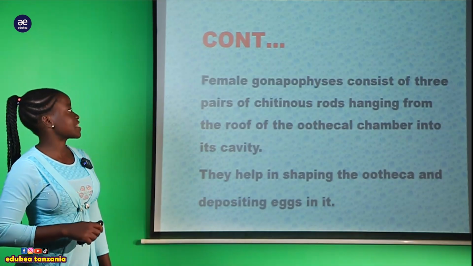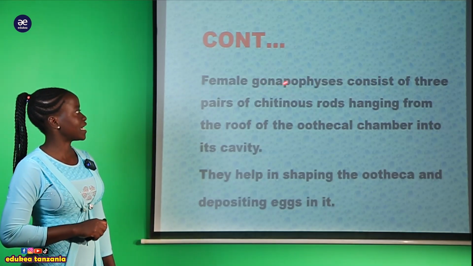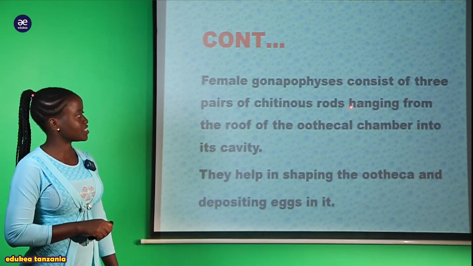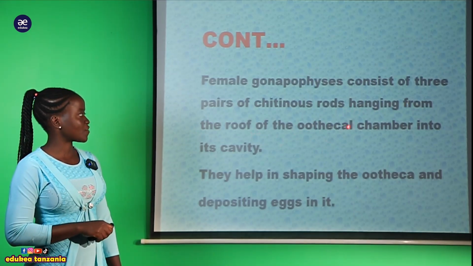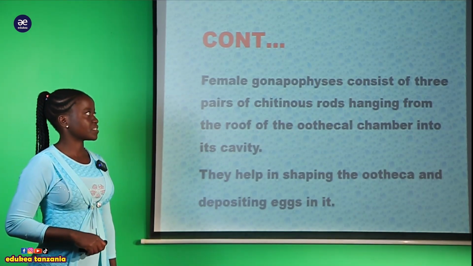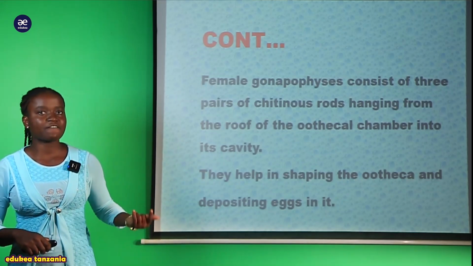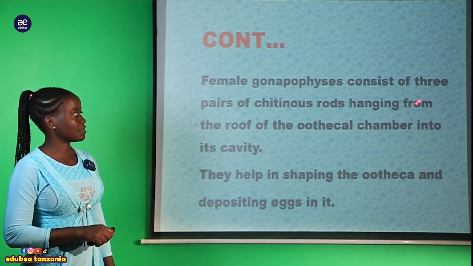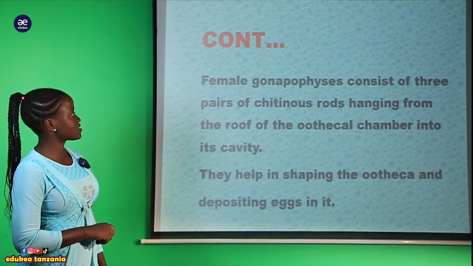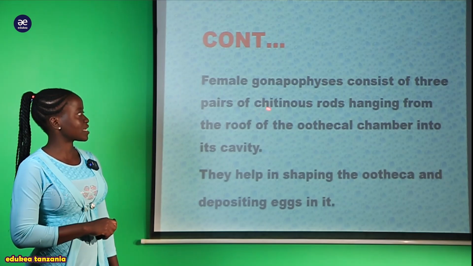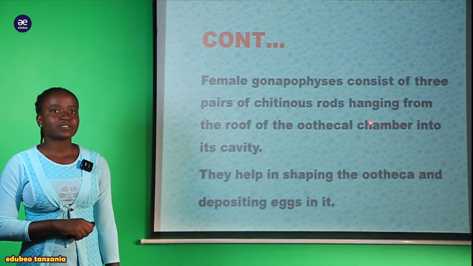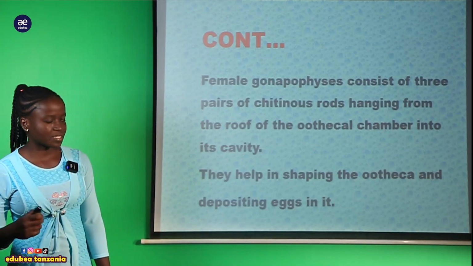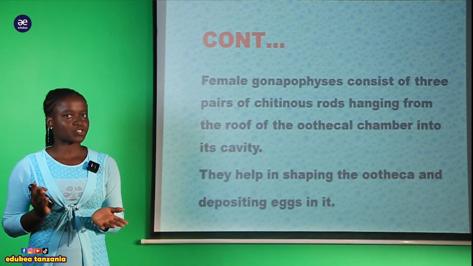So also we can say that the female gonapophysis consists of 3 pairs of chitinous rods hanging from the roof of the urethral chamber into its cavity. Kwa hiyo sasa hiyo ndiyo structure ya female genital au tunaita gonapophysis. It opens into 3 chambers. Lakini sasa hiyo chamber imetengenezwa na pairs of chitinous rods ambazo zimejishikiza kwenye the roof of the urethral chamber into its cavity. So that is the structure.